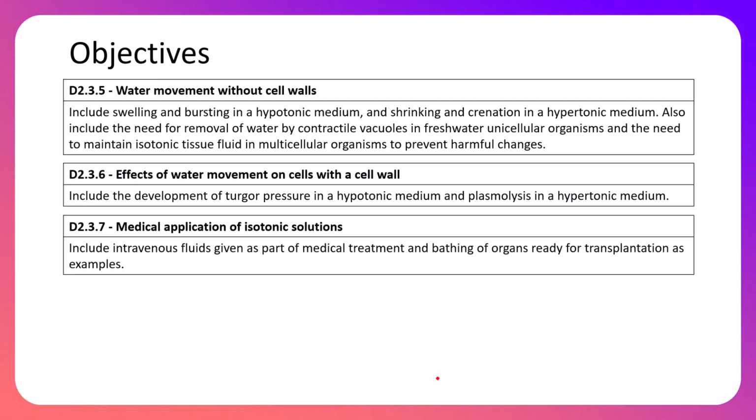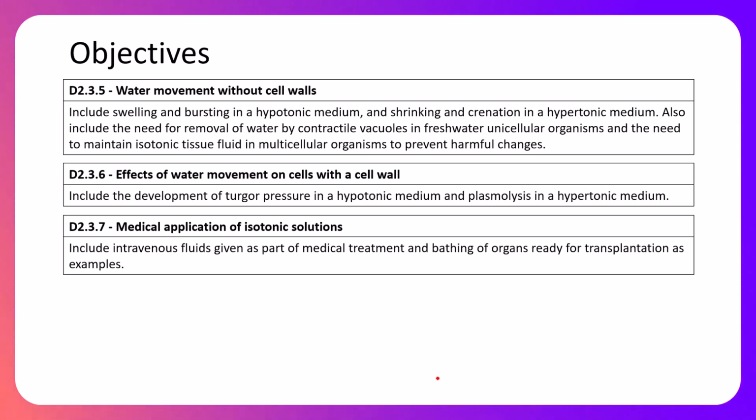Objective 5 says water movement without cell walls, and we're going to include swelling and bursting in a hypotonic medium and shrinking and crenation in a hypertonic medium. We're also going to include the need for removal of water by contractile vacuoles in freshwater unicellular organisms, specifically paramecium, and the need to maintain isotonic tissue fluid in multicellular organisms to prevent harmful changes.